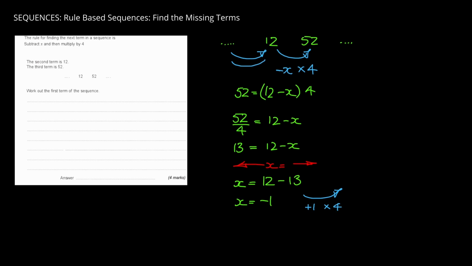So going back from the 12 to our first term, we must reverse the process. First of all, we must divide through by 4 and then subtract 1. And if we do that to 12, we get 12 divided by 4, and that's equal to 3, and then subtract 1, and we get the answer of 2. And that will be the value of the first term.